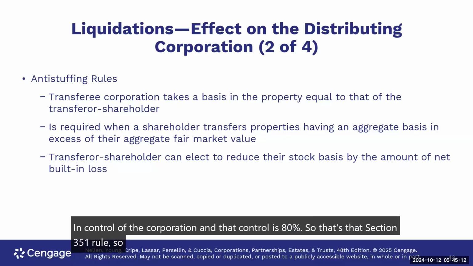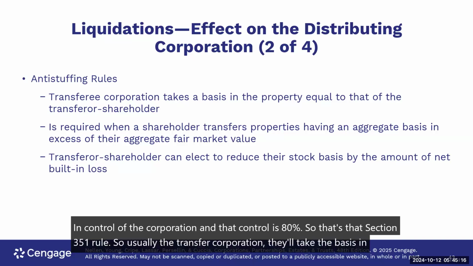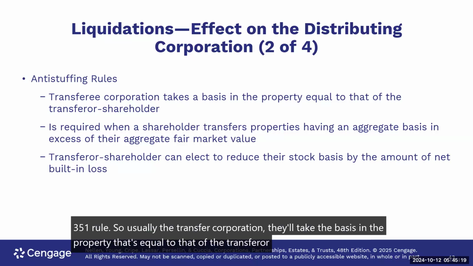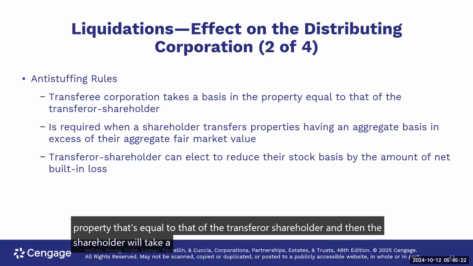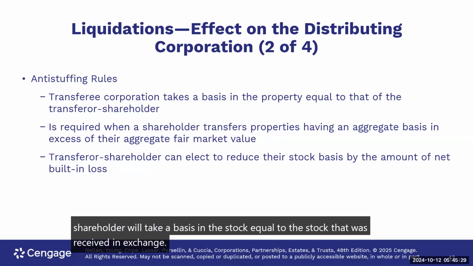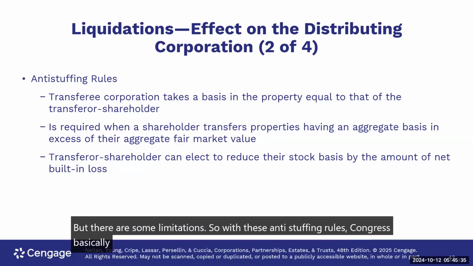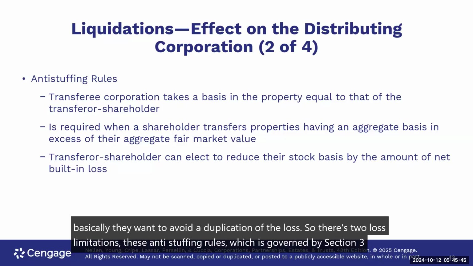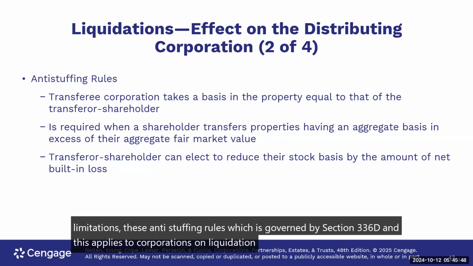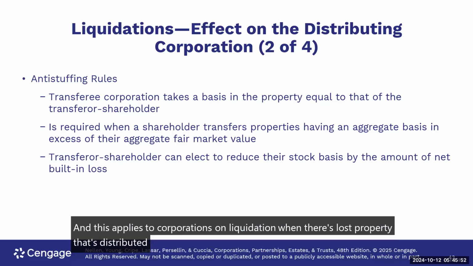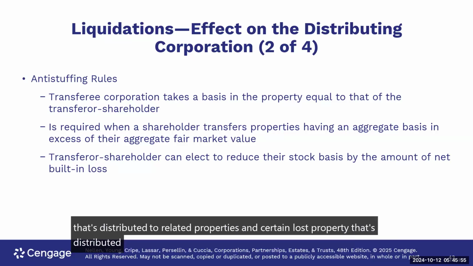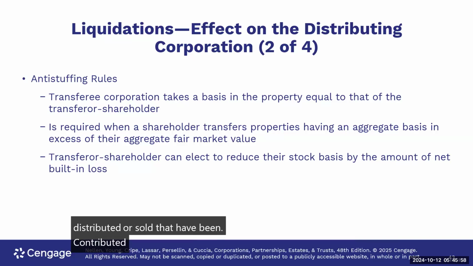So usually the transferee corporation will take a basis in the property equal to that of the transferor shareholder, and then the shareholder will take a basis in the stock equal to that of the property exchanged. But there are some limitations. With these anti-stuffing rules, Congress basically wants to avoid a duplication of loss. So there are 2 loss limitations, governed by Section 336D. This applies to corporations on liquidation when loss property is distributed to related parties, and certain loss property that's distributed or sold that had been contributed with an already built-in loss.